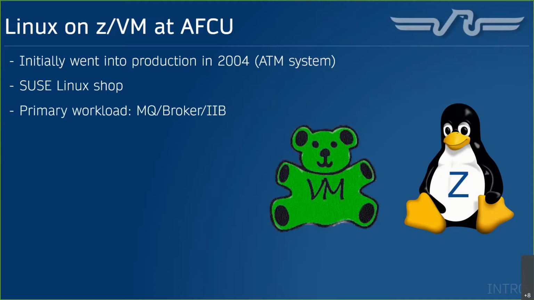As I mentioned on the previous slide, we are a growing environment. We have more Linux guests now than we ever have. Our Linux workload has increased and is more diverse than it's ever been. Historically, it was primarily that MQ broker IIB load, but we also have our DevOps environment for our core banking application, all hosted on Linux on Z now. Linux on Z is a massive part of our organization, and there's lots of investment in both.